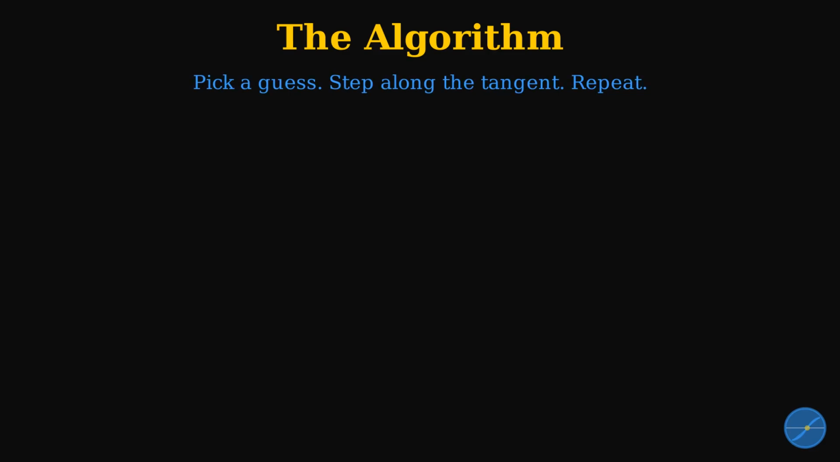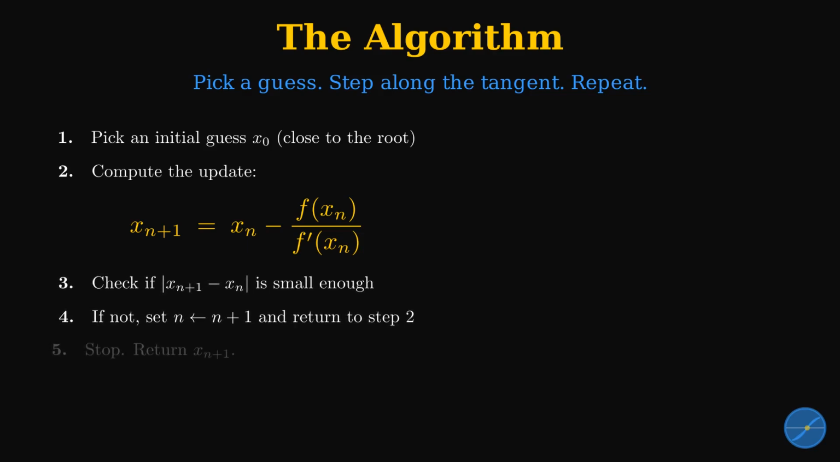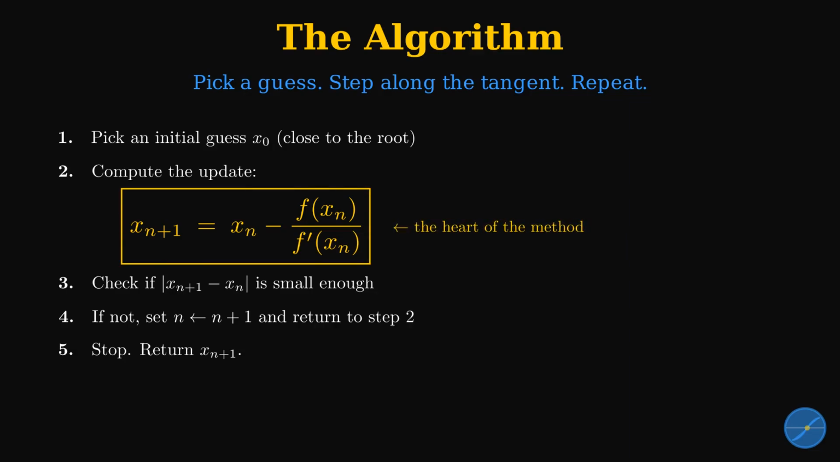Pick a guess, step along the tangent and repeat. Step 1. Pick a starting guess x0. In step 2, compute the next iterate. Xn plus 1 equals xn minus f of xn over f prime of xn. In step 3, repeat until the change is very small. That update line is the heart of the whole method.